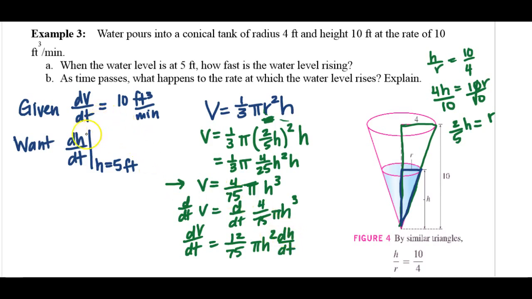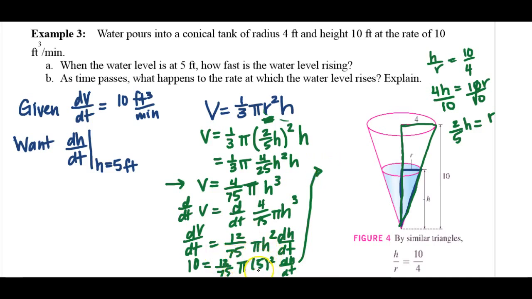And now I want dh/dt when h is 5. So I'm going to go ahead and plug 10 into dV/dt. So 10 equals 12 over 75 pi, h is 5, 5 squared, dh/dt. And I'm sorry, I ran out of space. I'm going to try to fit it up here. So I'm solving for dh/dt. So where I left off is I'm going to multiply both sides.